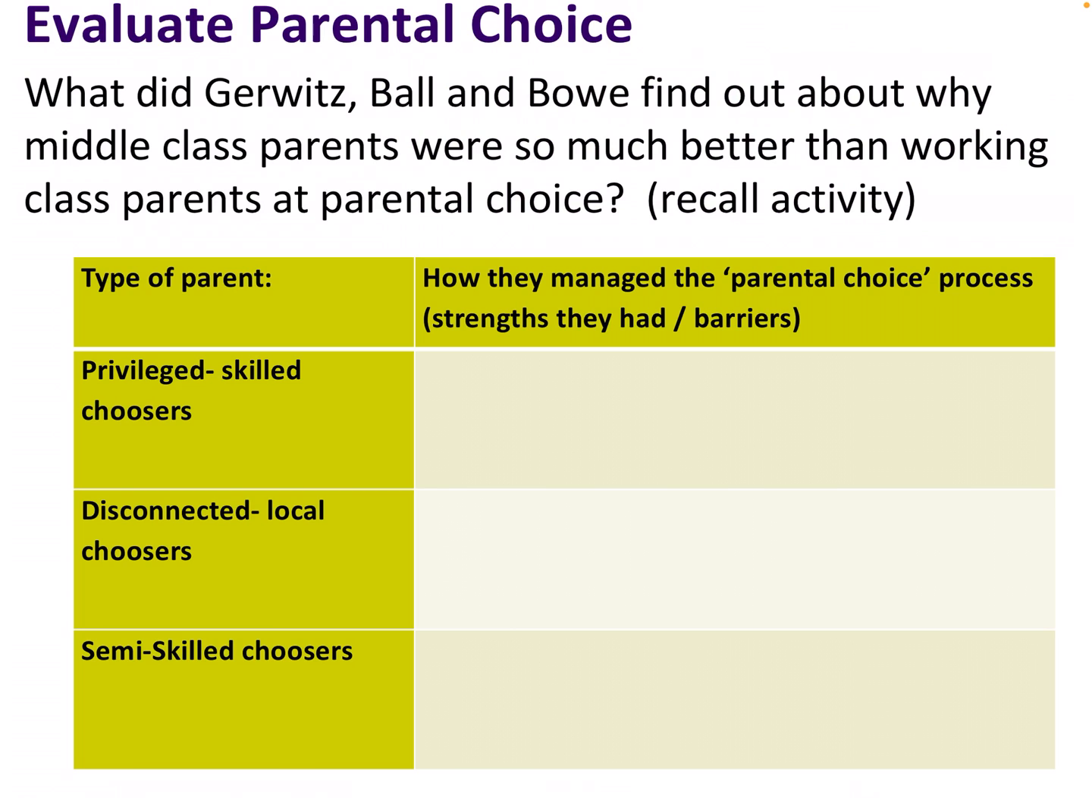I'll give you a quick clue. The top group, privileged skilled choosers, they had all the strengths. The other ones, they had a few more barriers, okay? And semi-skilled choosers, it's a little bit of both. I'm not going to give you the answers for this because you've already got it, okay? So pause and have a go at that activity.